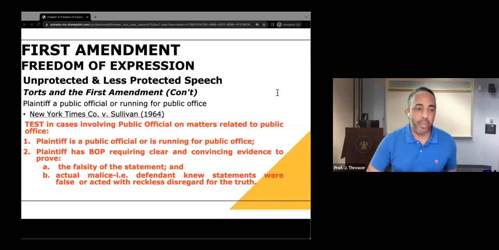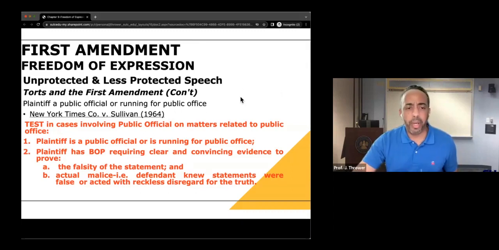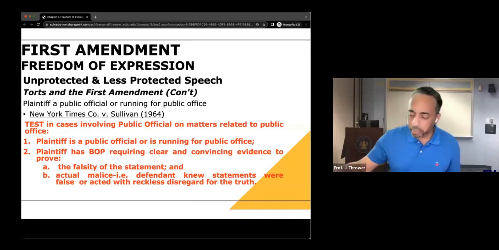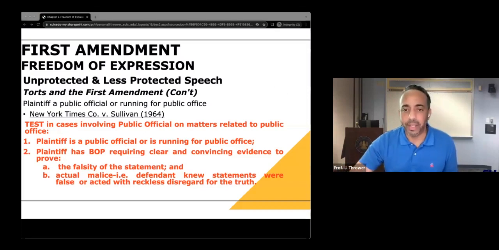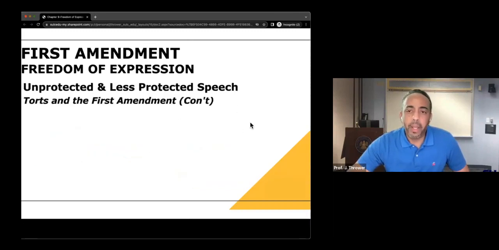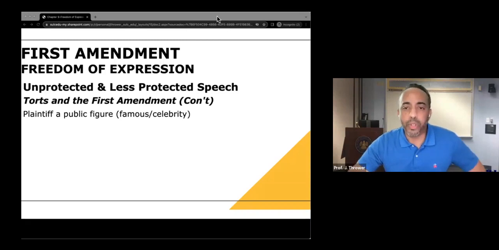And so there is how we kind of unpack this test that the court articulated in Sullivan regarding cases involving public officials on matters related to public office in a defamation context, right? So, what about instances of public figures, right? And so the court has held that the same rules apply in defamation suits brought by public figures as applied under Sullivan, right?